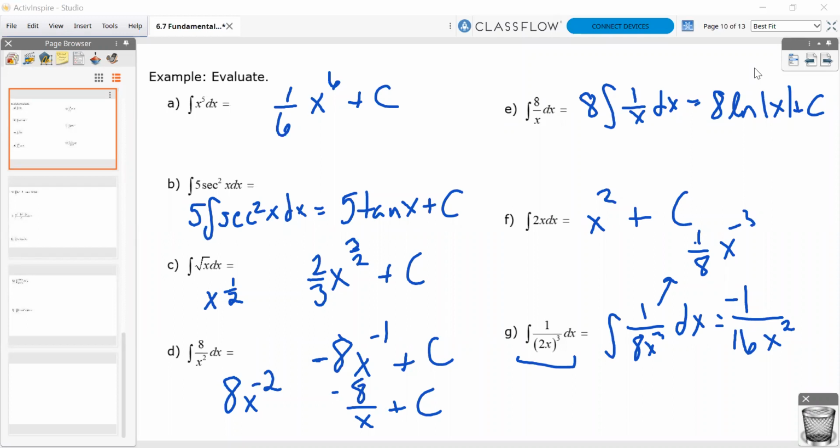So again, think about, okay, well, if we brought this up a power, that gives us x to the negative second. And so 1/8 times negative 1/2 gives us negative 1/16. And again, plus c, always plus c. You don't have bounds, throw a c in there.